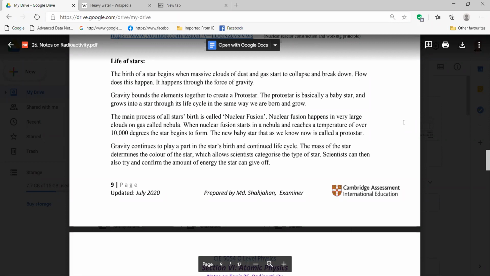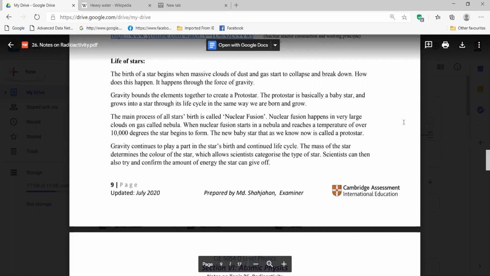Gravity continues to play a part in the star's birth and continued life. The mass of a star determines the color of the star, which allows scientists to categorize the type of star. Scientists can then also try to confirm the amount of energy the star can give off.